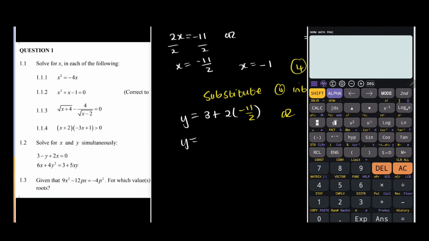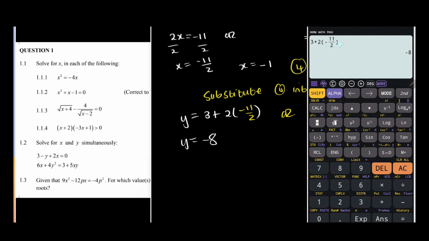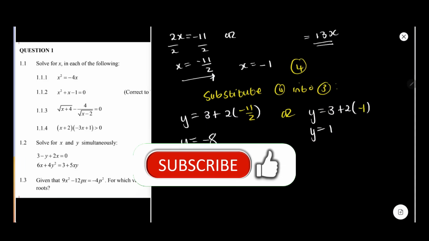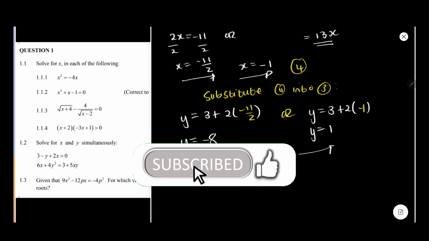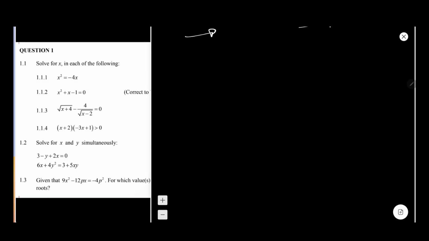So we have negative 8, or if we substitute negative 1 in place there, we get 1. So y is equal to 1. These are our solutions for x and y in our simultaneous equation. Now we are at the last question of question 1.